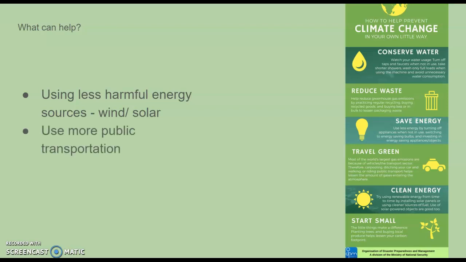If you use more public transportation, right, the fewer people are using their own form of transportation, less carbon dioxide is emitted into the atmosphere. Also consuming less meat. Remember, the livestock and cattle, they release a lot of methane. So the less meat that's consumed, the less need for those large areas of livestock farms.